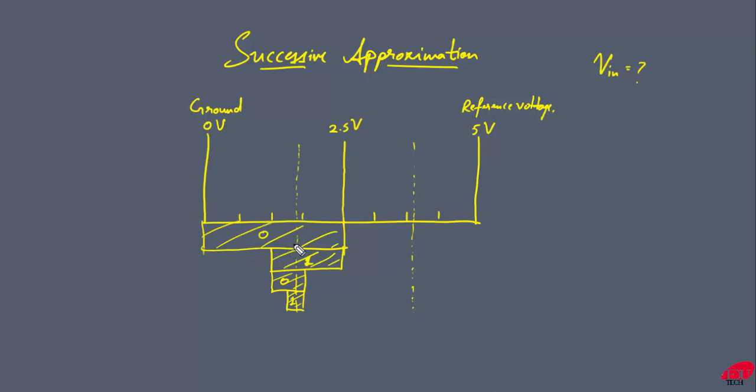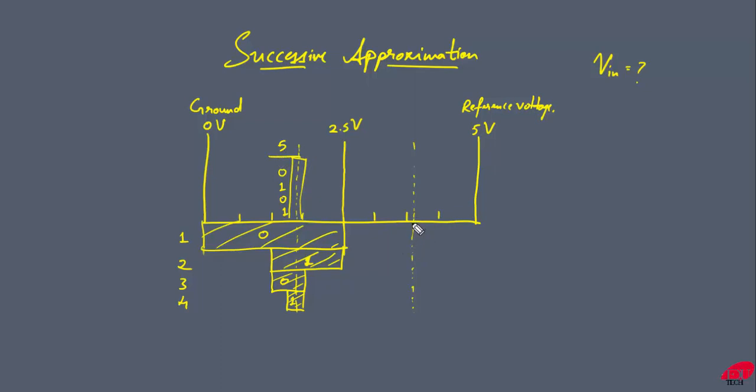So we have gone 4 steps, 4 levels. That means this is the result for the first bit, this is the result for the second bit, this is the result for the third bit, and this is the result for the fourth bit. So basically the combination that we got for this region is 1010. Now if we convert it, it is 5.